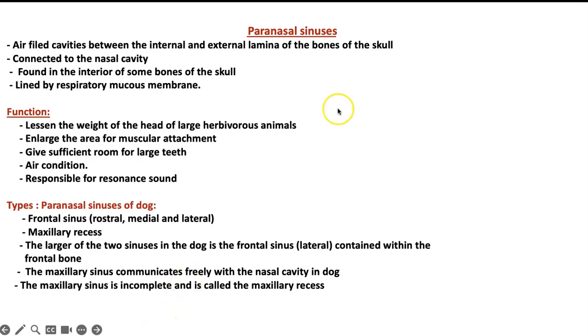The number and size of the paranasal sinuses differ according to species. In the case of the dog, the main one is the frontal sinus, and the maxillary sinus in the dog is very small, which is why we name it the maxillary recess. We'll discuss this in applied anatomy, to know how it is important, especially since you can sometimes find an abscess, drainage below the eye of the dogs. Then we'll discuss that importance in the applied anatomy.